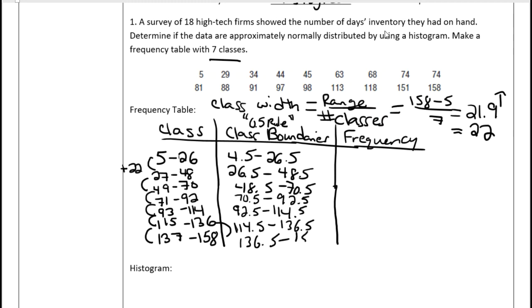All right, so then we finished all those numbers. And now we've got to do the frequency. The frequency is pretty easy. All you have to do is count how many numbers you have between 5 and 26. In this case, we have one number. That's it, just one number.